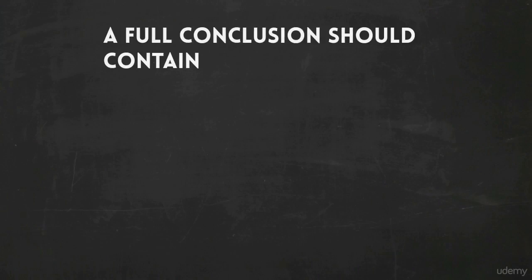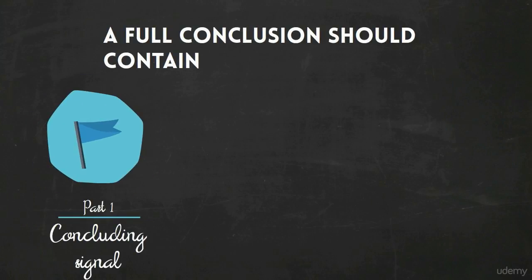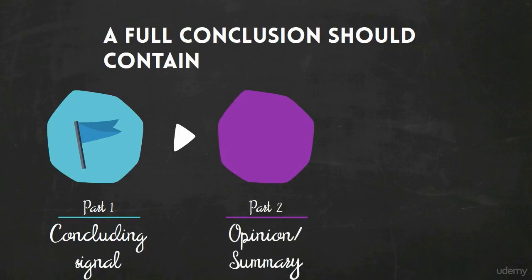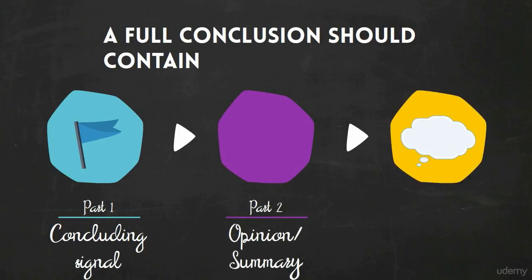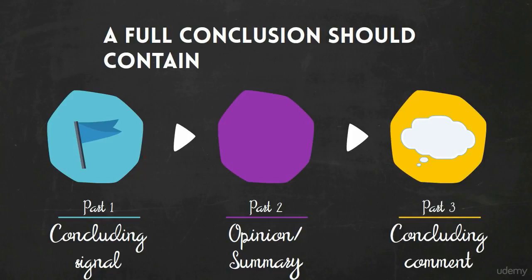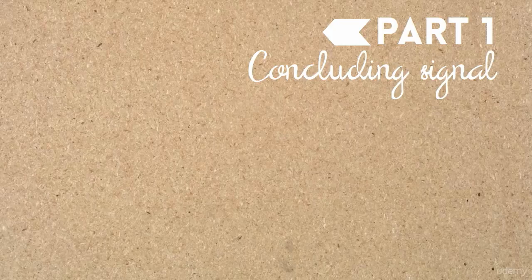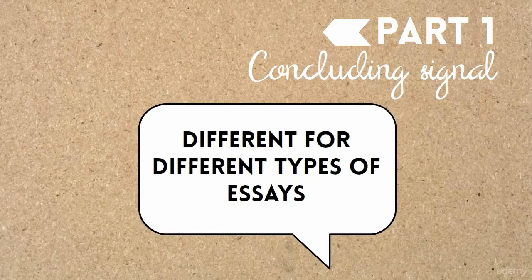A full conclusion should contain, firstly, the concluding signal, and then the opinion and summary. The last and also optional part of your conclusion is the concluding comment. Let's look at the first part of your conclusion, which is the concluding signal. Remember, it is different for different types of essays.